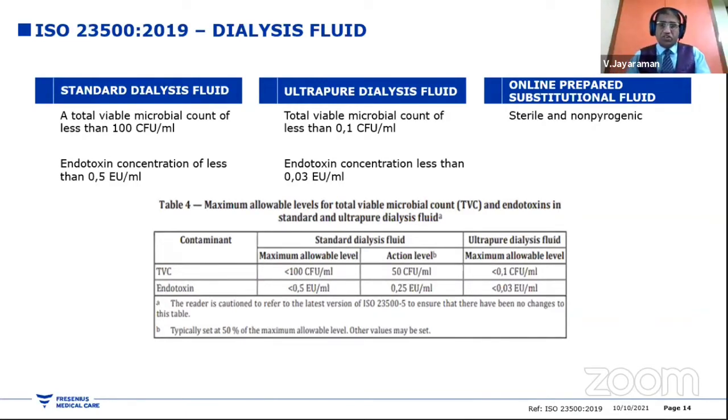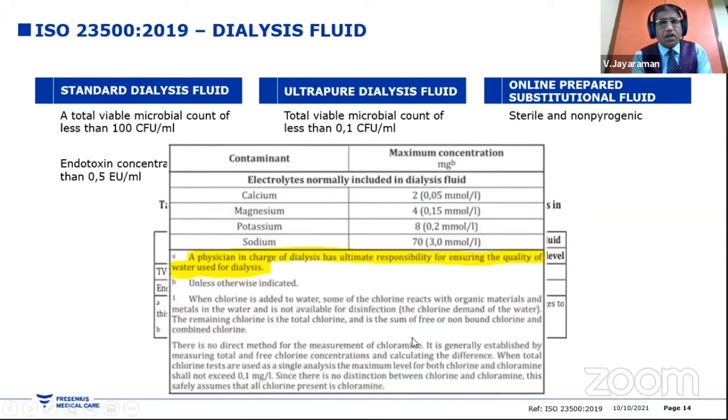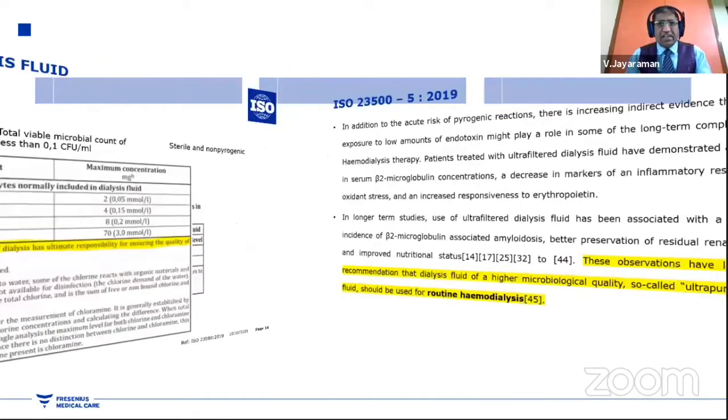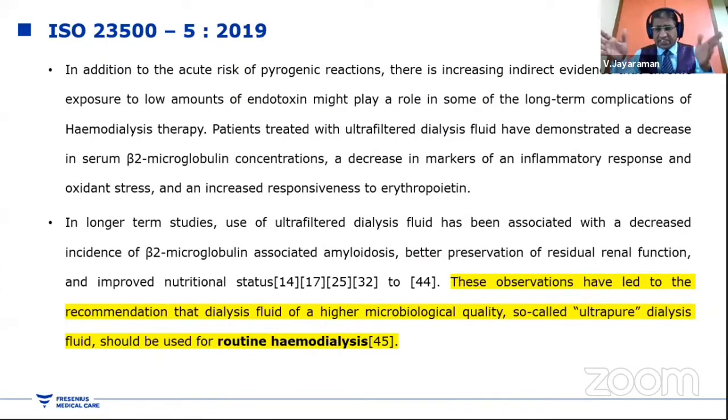What is an online substitution fluid? You need to see that you have one more endotoxin retention filter, which is 0.2 microns. That will ensure delivery of sterile, non-pyrogenic fluid to be infused into the systemic circulation. Table 4 in the ISO document states that whatever I have said is there in the document. So the electrolytes should be within the range. What is fixed on the label on the acid can and what is in the bicarbonate should be delivered to the dialysate site. ISO 23500 Part 5 says that there is a risk of pyrogenic reactions if there is no ultra pure dialysis fluid. And what does it lead to?